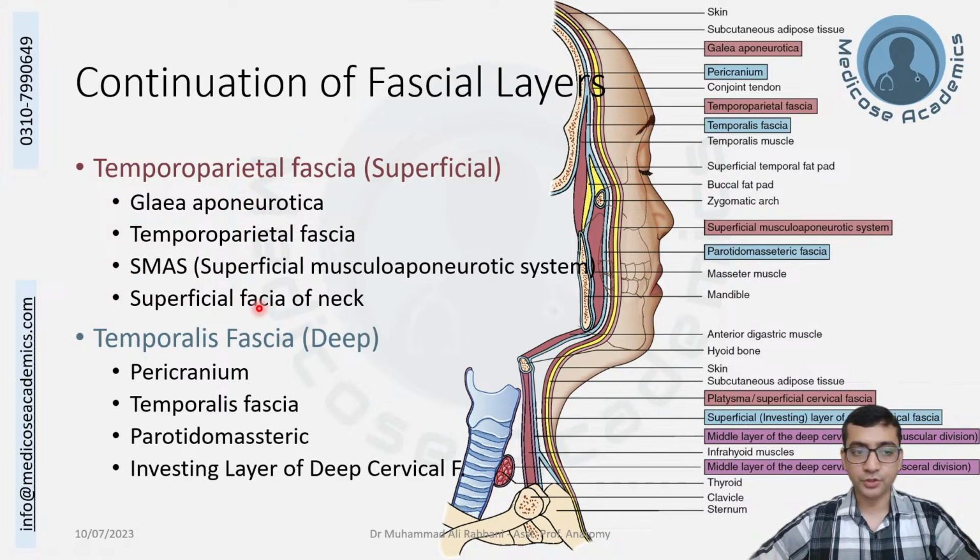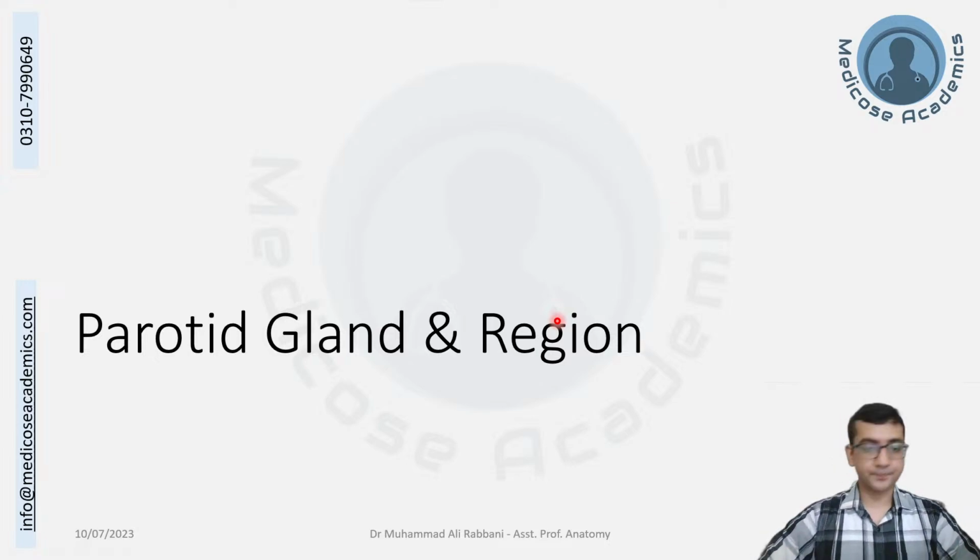So this is the continuation we just talked about. A quick revision: the superficial temporoparietal fascia, the superficial temporal fascia. If we look upwards, it's the continuation of galea aponeurotica, conjoint tendon, temporoparietal fascia, superficial musculo-aponeurotic system, and the superficial fascia of the neck containing platysma. And the deep temporal fascia, from above downward, consists of pericranium, conjoint tendon, temporalis fascia, deep temporal fascia, the two layers covering the parotid gland, and the investing layer of deep cervical fascia. So this is about the facial layers, and these terms will be frequently used as we move along to the regions. So let's talk about the parotid gland.